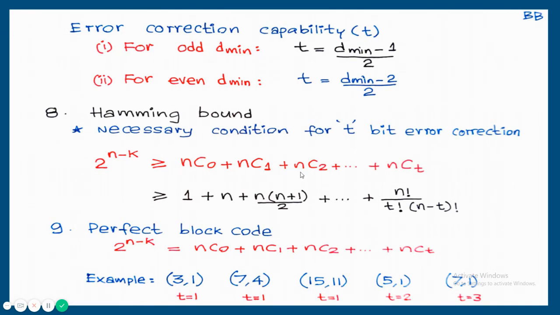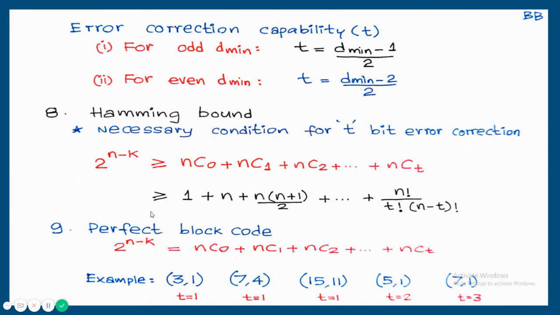Next definition is perfect block code. From this condition, we are able to see 2 raised to n minus k is always greater than or equal to the right hand side, and the left hand side will be minimum if the sign is equal sign. Left hand side is minimum indicates that n minus k is minimum, which indicates that the number of parity bits is minimum. If the number of parity bits is minimum, efficiency will be maximum. So if the sign is equal sign, we are going to get the most efficient block code.